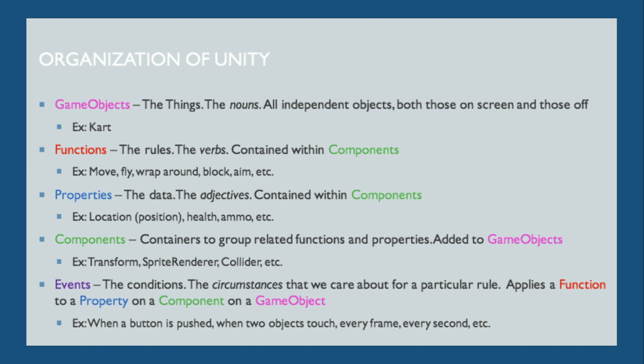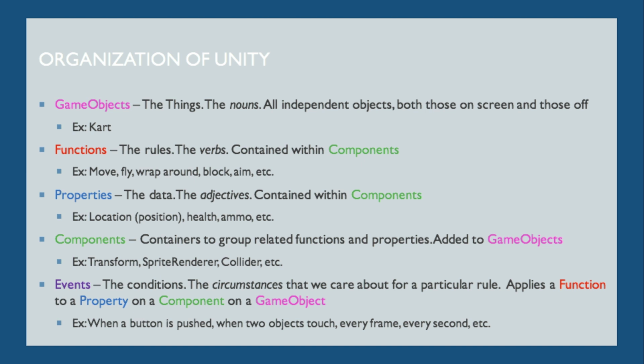They already exist. There's also going to be certain events that can happen in the game engine, and the game engine can often manage events for you, or sometimes you're going to write your own sort of event management. So events are sort of conditions or circumstances that we care about for a particular rule, and it often applies a function to a property on a component on a game object, right? So it sets up this kind of hierarchy of things happening.